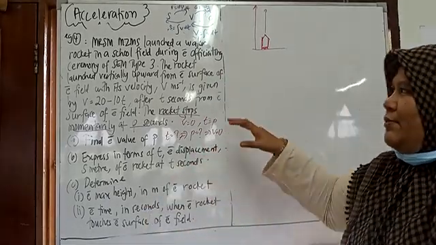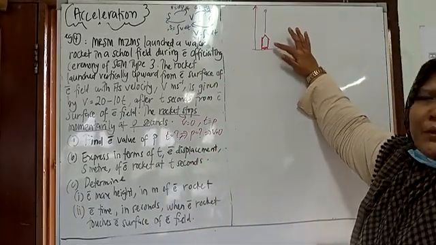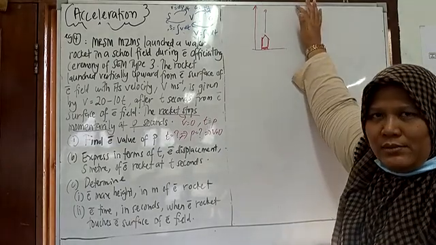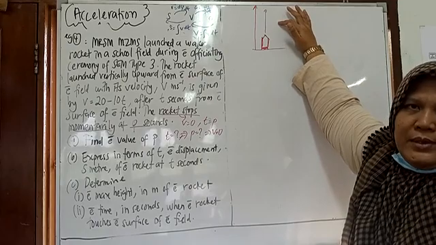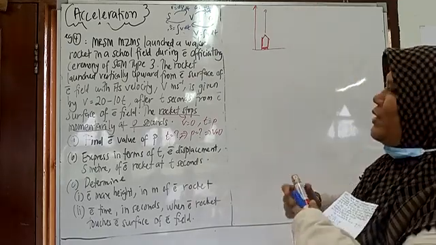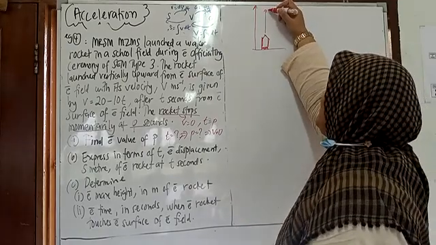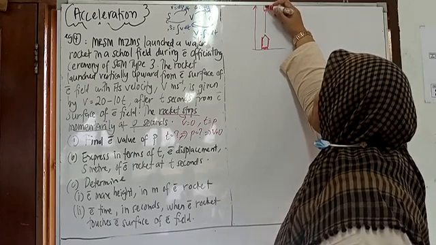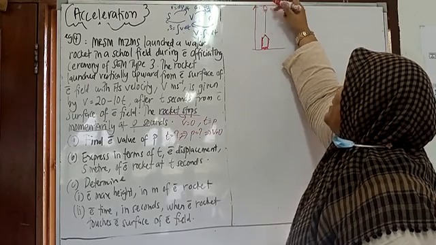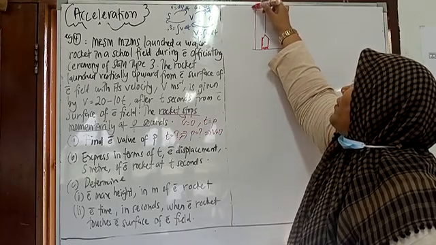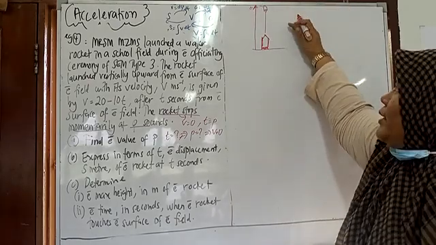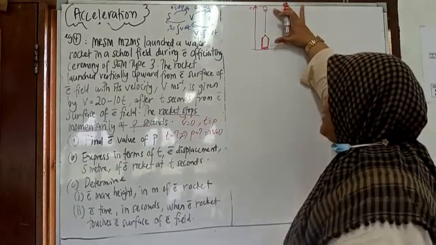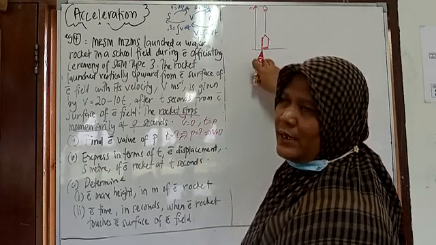So first of all, let's describe the situation. So this is our rocket. The rocket is launched vertically upward, like this. So let's say the rocket stops here. What will be the value of this? This is what we call the height, the height of the rocket from the ground.